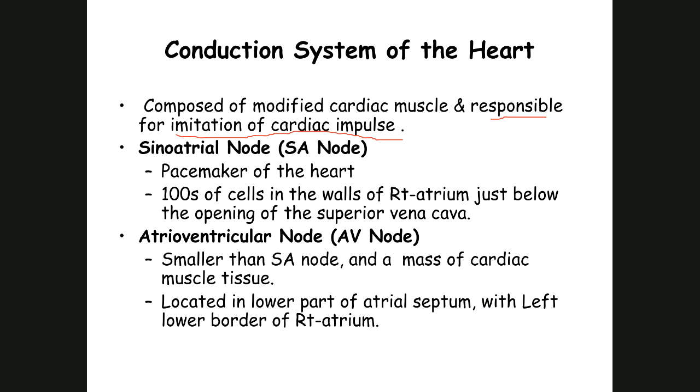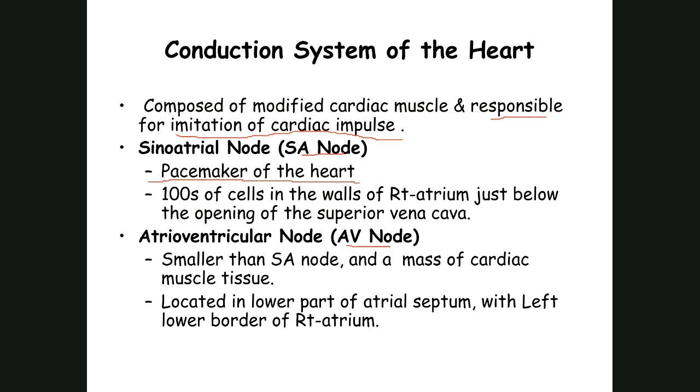Okay, so what are the parts of the conducting system? In the conducting system we have the nodes, that is called SA node and AV node. SA means sinoatrial node. This sinoatrial node is also called the pacemaker of the heart. Some of you have heard this word. In the heart, what will they install? They will install the pacemakers. So these are the pacemakers of the heart.